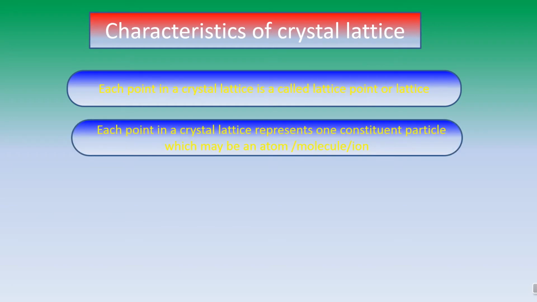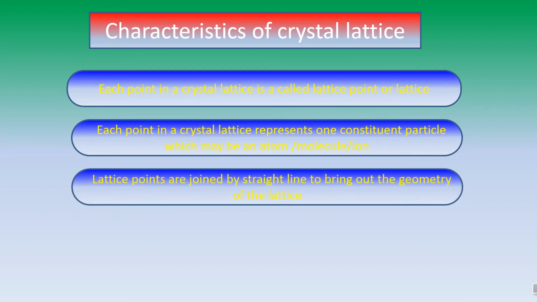Next, each point in a crystal lattice represents one constituent particle, which may be an atom, a molecule or an ion. Lattice points are joined by straight lines to bring about the geometry of the crystal. If you want to get the geometry of the crystal, the lattice points are joined by straight lines so that we can get the geometry of that particular crystal.